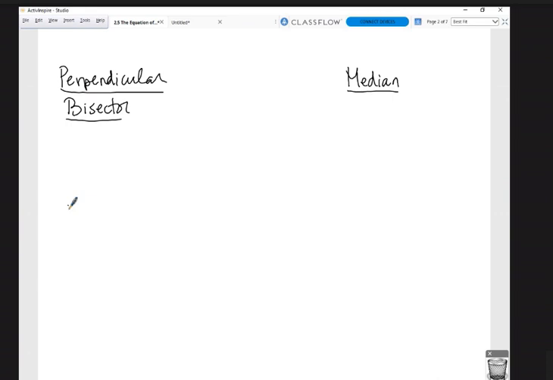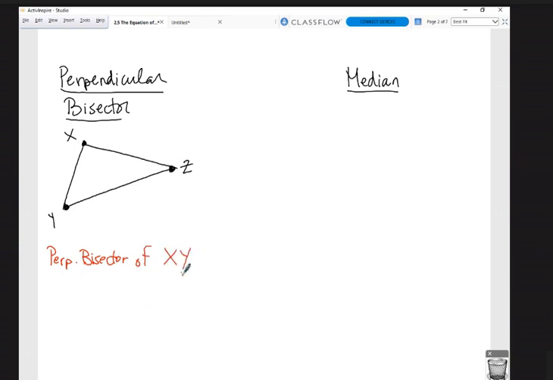So if we have a line segment, or even maybe a triangle actually, we'll call it X, Y, Z. Good. Let's just say we wanted the perpendicular bisector of line segment XY.